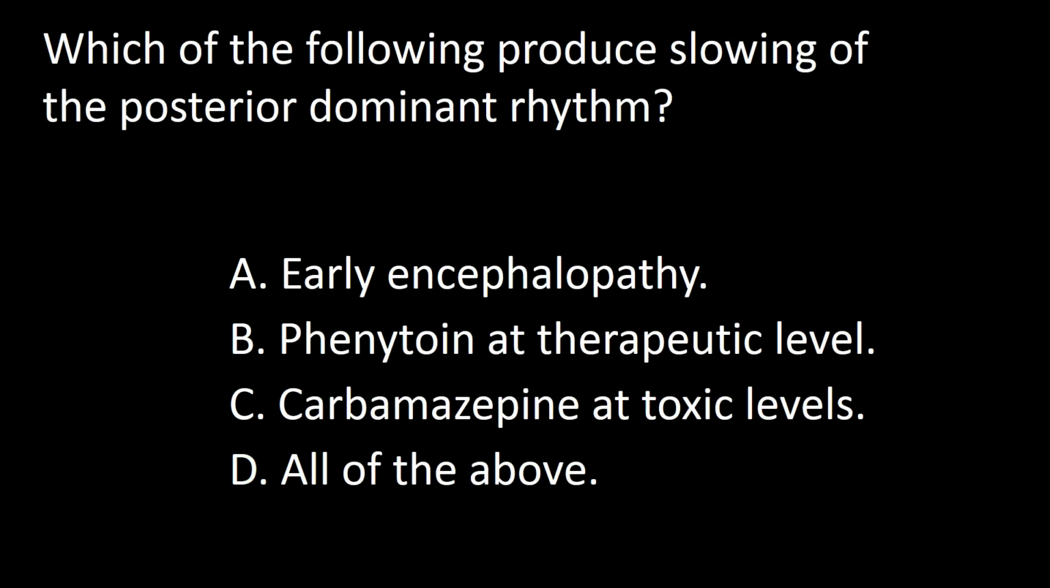Next question. Which of the following produces slowing of the posterior dominant rhythm? A. Early encephalopathy. B. Phenytoin at therapeutic levels. C. Carbamazepine at toxic levels. D. All of the above.